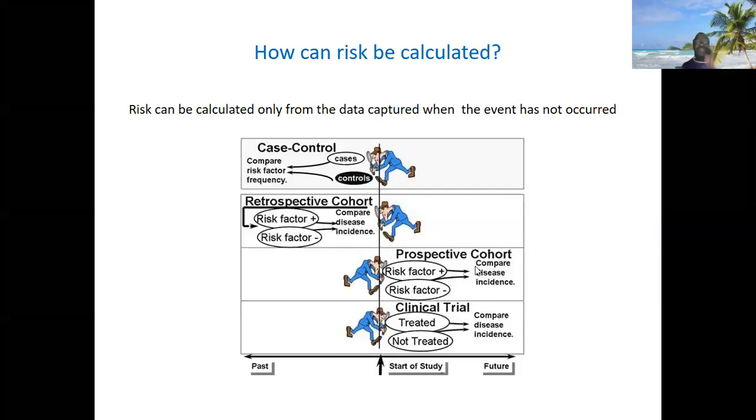Now, just to move further with this slide, you will see this line in the middle is the present. Towards the left is the past. Towards the right is the future. In a case control study, because the event has occurred in the past, what you are trying to do is capture information on what happened in the past.